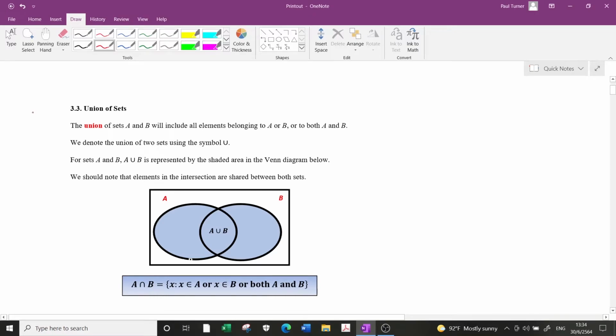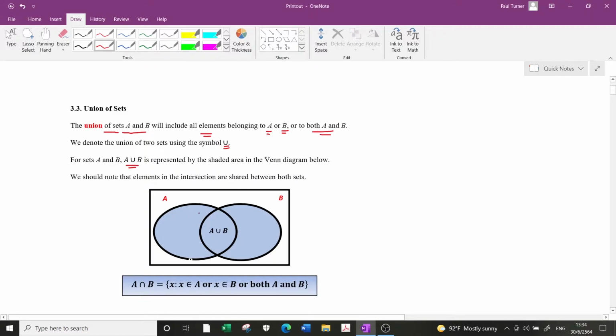Welcome back. This is section 3.3 on the union of sets. The union of sets A and B includes all elements that belong to the set A or the set B or to both A and B. And we use the symbol which looks basically like a U. And the union of A and B is written A union B like that.